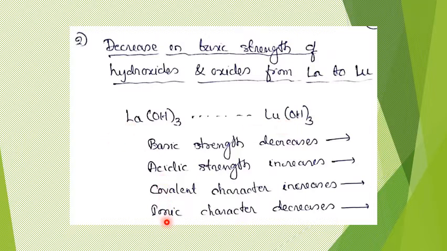About this covalent and ionic character, at the beginning itself I have mentioned it. Covalent character increases in this direction, because of which you can even expect aqueous solubility to decrease when you are moving from this to this. If covalent character increases in this direction, it can even be said that ionic character decreases in this direction, right? So these are some other properties, mainly based on the decrease in basic strength of hydroxides and oxides.